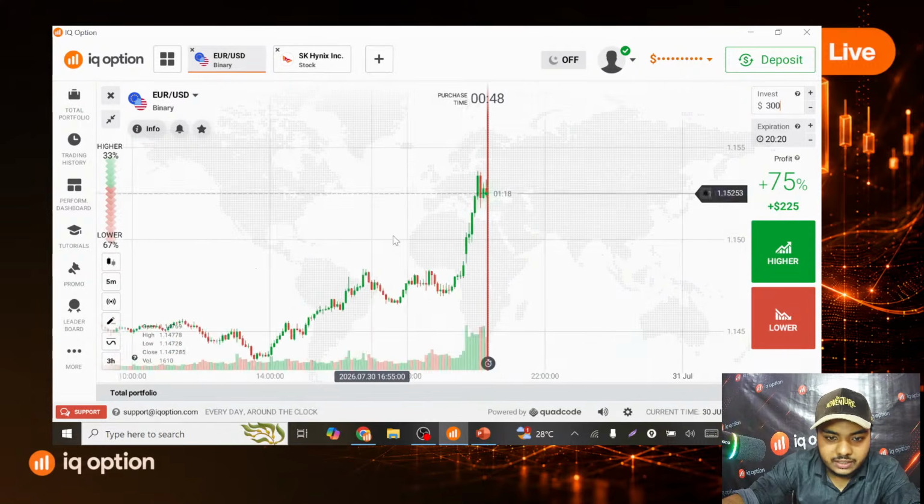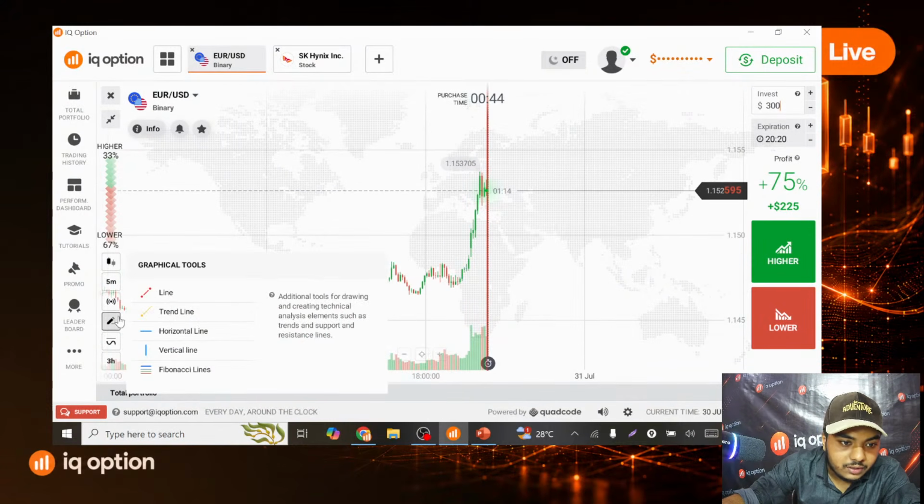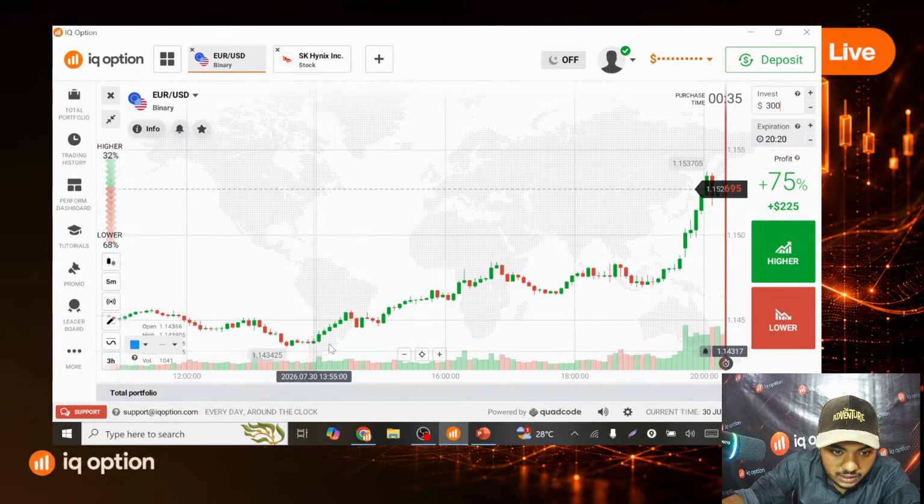Let's see. Okay, this is a trend line. If we want to draw here, we have the opportunity. This is a tool, guys, a graphical tool. Click on the graphical tool here and then select trend line. You see, this is a trend line. After selecting the trend line, let me show you from exactly here. You can also draw here.